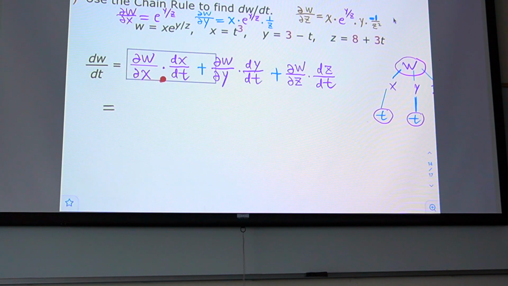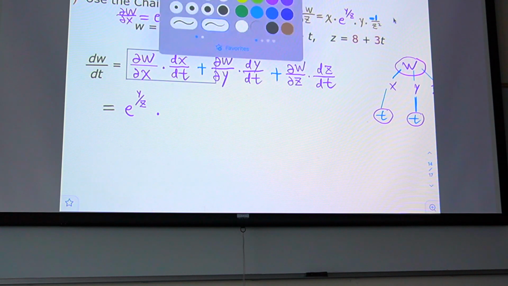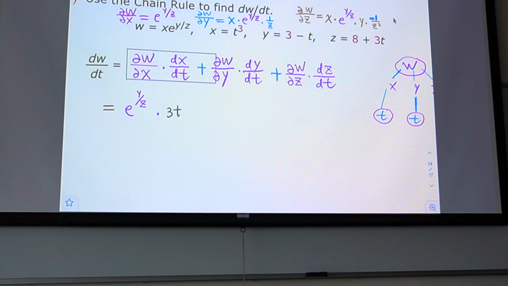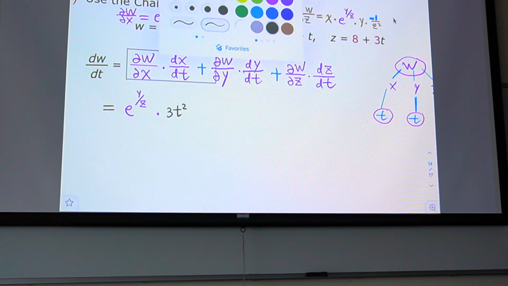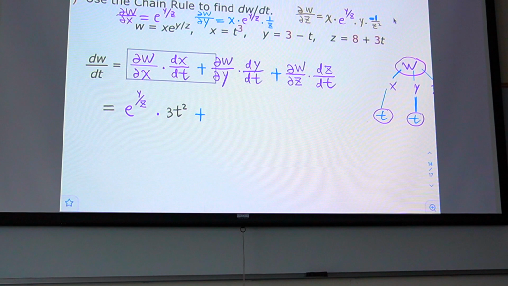Partial w partial x is this. So let's write it down. So it's e to the y over z, right? And then times, what's dx dt? Dx dt, not too bad, right? Dx dt is what? 3 t squared. Okay, you got it. Good job. So that is 3 t squared. Okay. And then plus, okay?